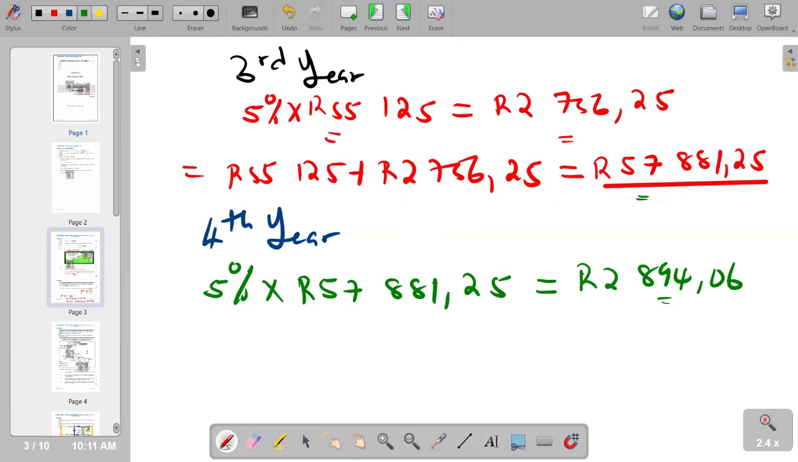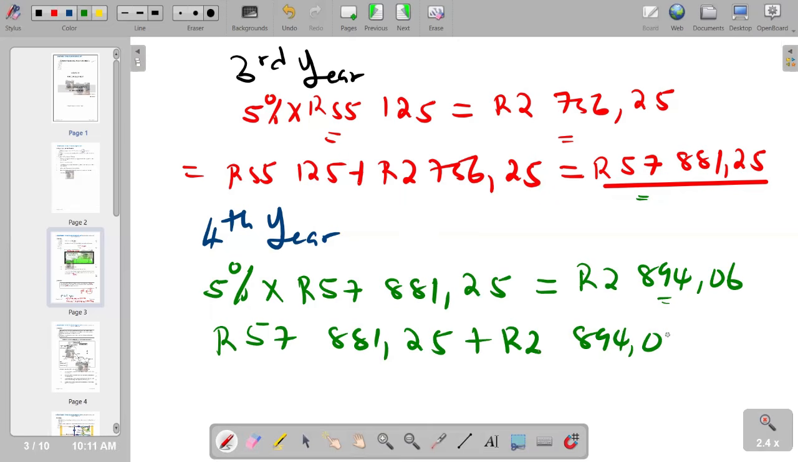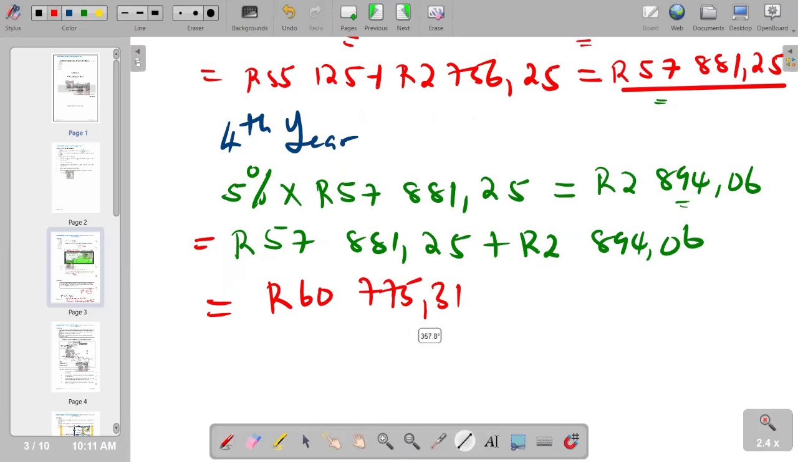So to get the new amount, it is going to be 57,881.56 plus 2,894.06. So we add it like that, you get your final amount, which is now going to be 60,775 rands 31 cents. So basically, this becomes the final amount that we have.